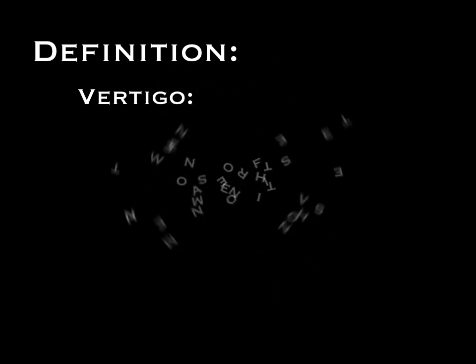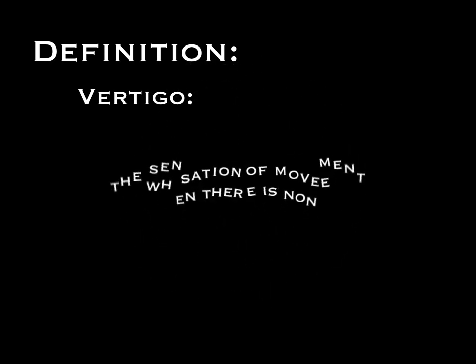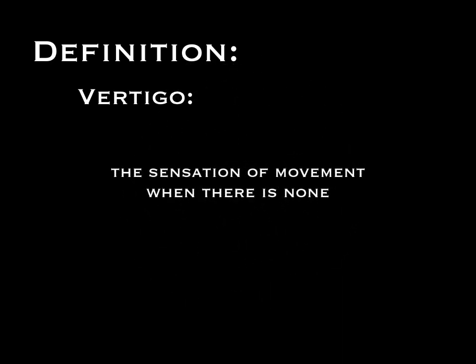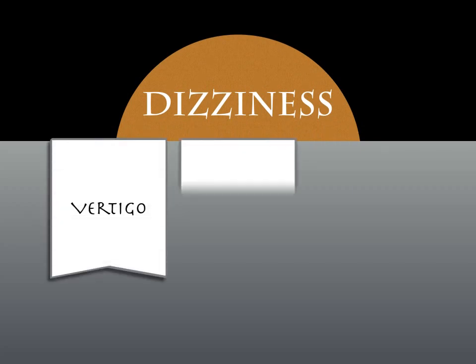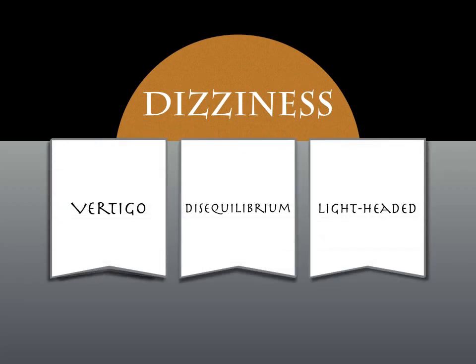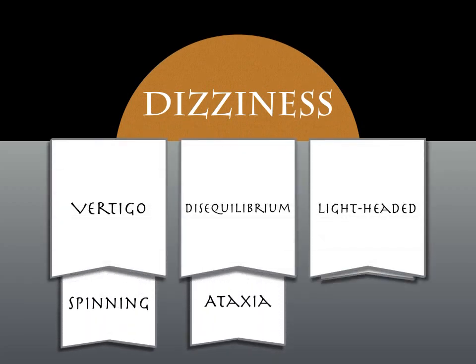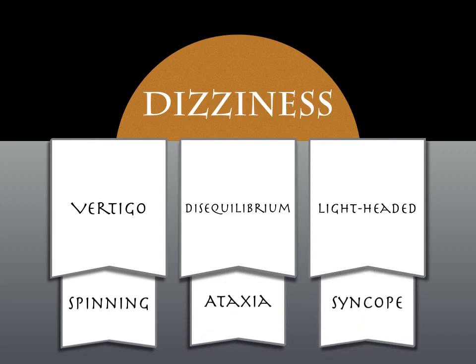So moving on to definitions. What is the definition of vertigo? Well, the definition of vertigo is the sensation of movement when there is none. Okay, and I think most of us know this, but this isn't all people mean when they say dizzy, is it? People can mean vertigo or the sensation of spinning, disequilibrium or ataxia, inability to walk straight, or lightheadedness, so they feel like they're going to pass out.